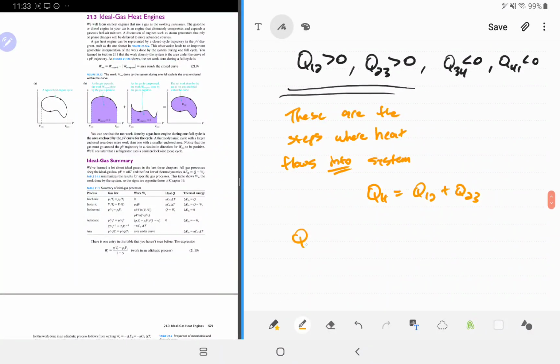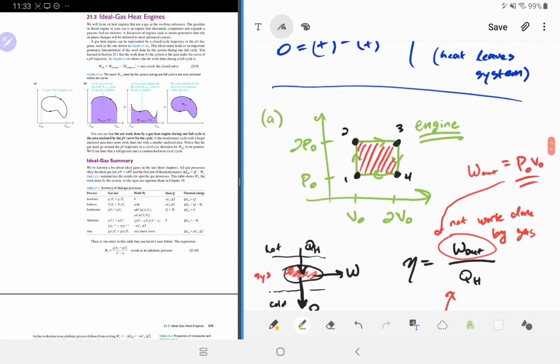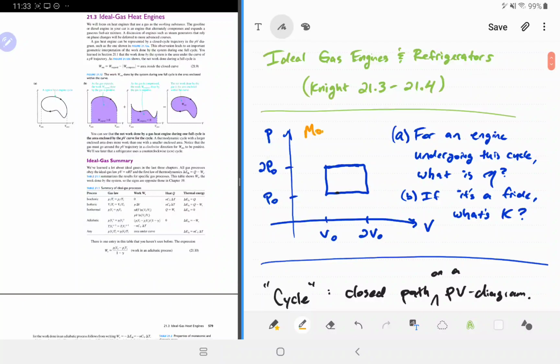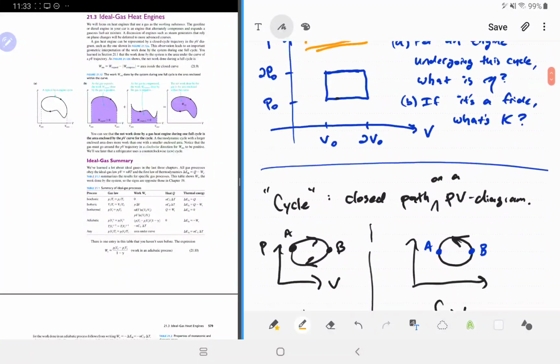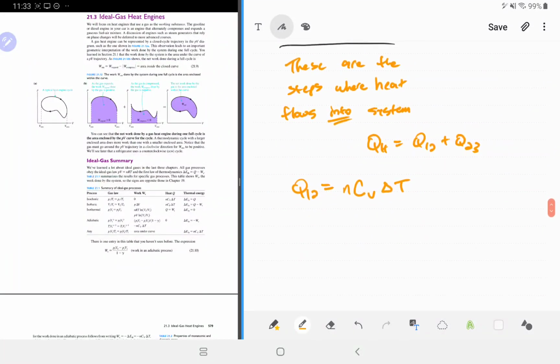So Q12, remember, heat in either an isobaric or an isochoric process is going to be nC delta T. So to answer this question, we have to know the kind of gas that we have in order to say what CV is. Let's just say that we have a monoatomic gas, so in this original diagram we started with a monoatomic gas. If you have a diatomic gas where the rotational modes are activated, then you'll get a different efficiency. Assuming we have a monoatomic gas, we can plug in CV is 3/2 R.